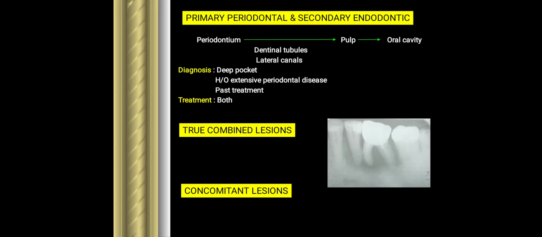In primary periodontal and secondary endodontic lesion, periodontium and pulp both are involved, and that will lead to a deep pocket or extensive periodontal disease, maybe due to past treatment. Maybe either it is periodontal treatment or endodontic treatment. The treatment will require both endo and perio treatment. For example, combined lesions and concomitant lesions.